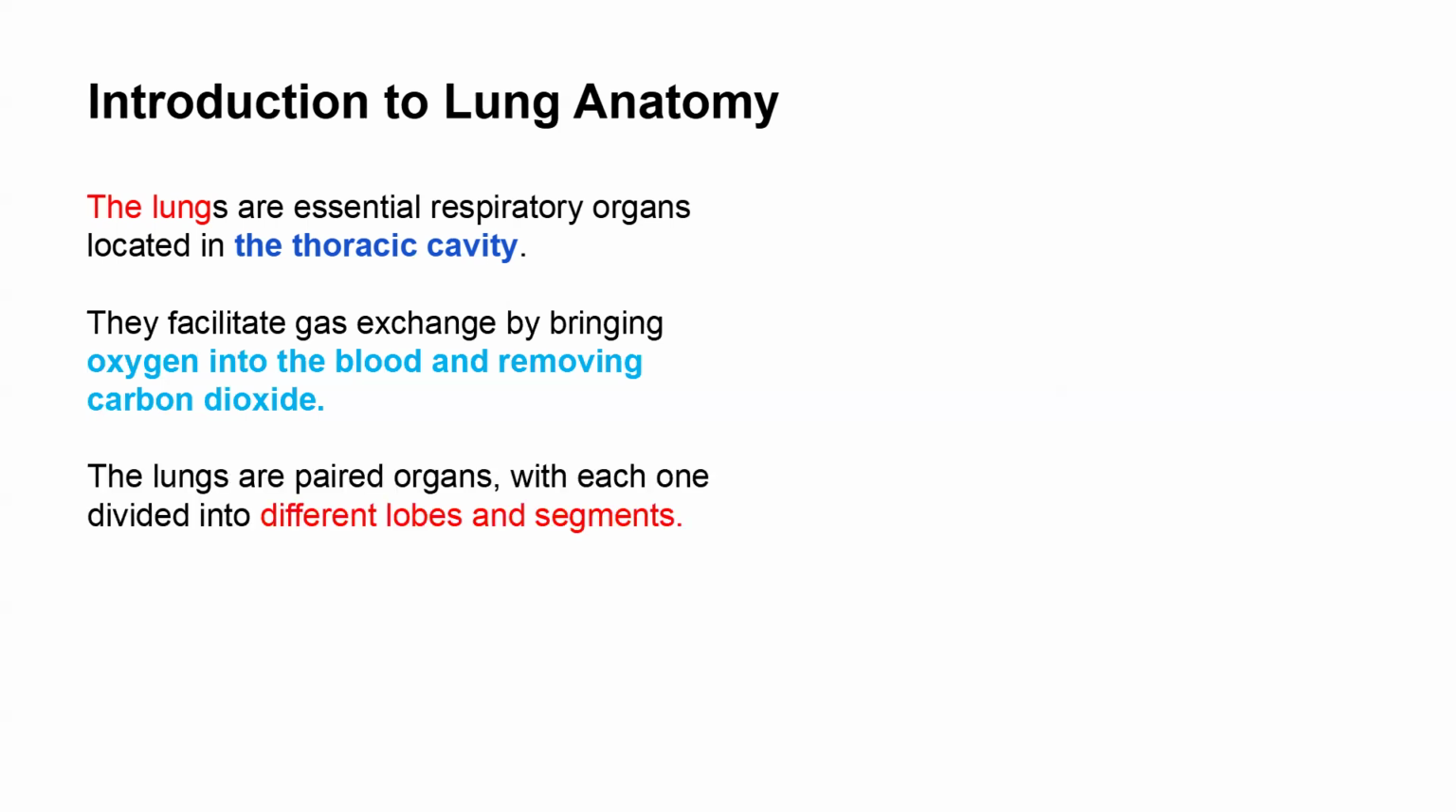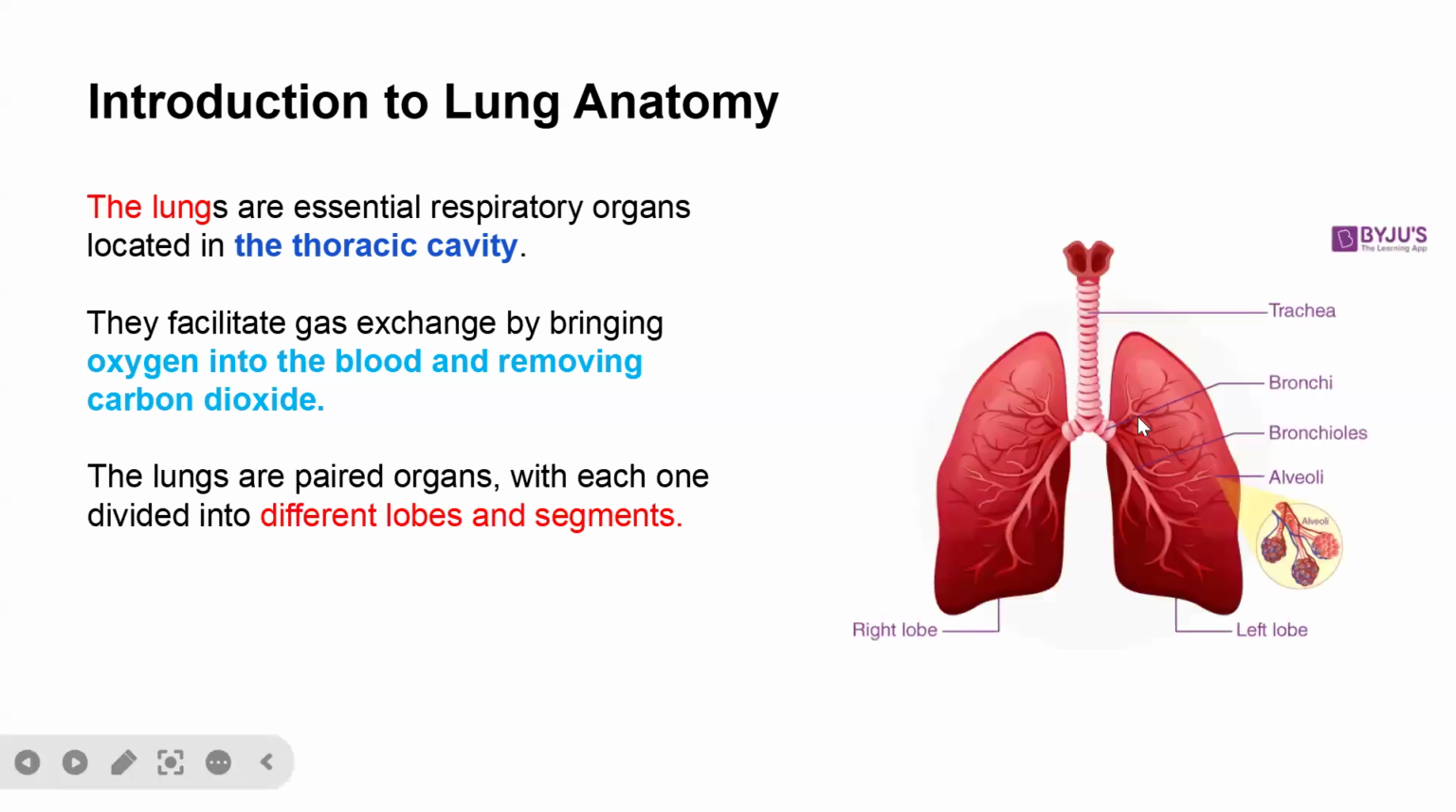And very importantly, we should understand that the lungs are paired organs. So we have one pair of lungs, with each one divided into different lobes and segments. Let's look at it. You see, this is the lungs, as we can see. And of course, from here, you can see that it is a pair. We have one here and we have one here.